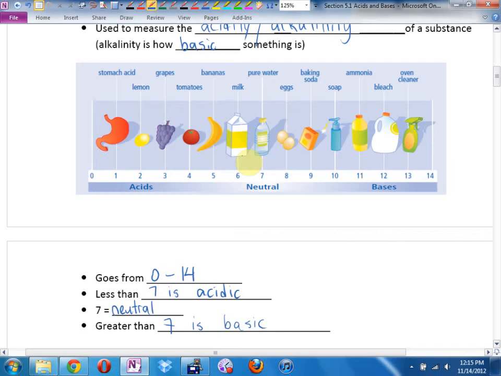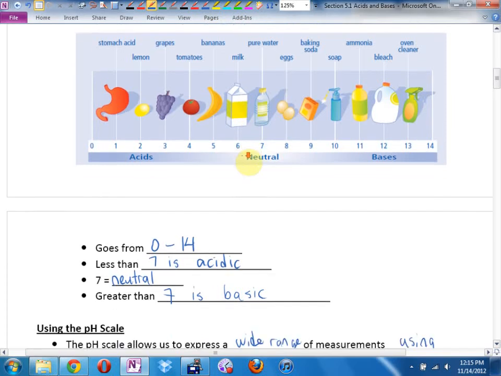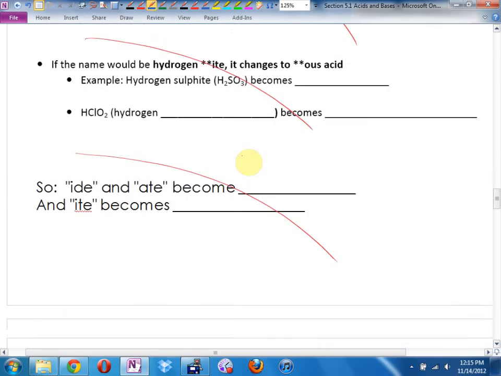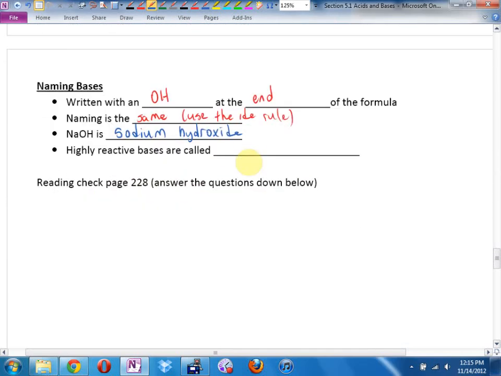One up from ammonia is bleach. Bleach you don't want to get on your hands. If you get it on your hands, wash it off, you'll be fine. But you might even have slightly lighter skin if it stays on there for a while. Oven cleaner, very basic. We have a fancy name for objects that are very, very basic, beginning with the letter C. We say that highly reactive bases are called caustic.